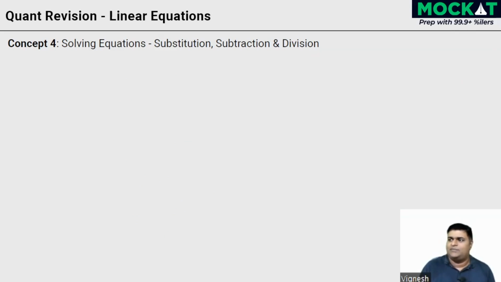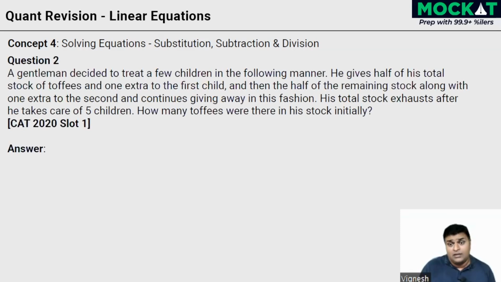So let's look into an example straight, all right? Now, what do we have over here with question 2, right? So a gentleman decided to treat a few children in the following manner. He gives half of his total stock of toffees and one extra to the first child. I have some amount, I'm giving half of it and one more. Okay, done. And then I'm giving half of the remaining stock along with one extra to the second, and continues giving away in this fashion. His total stock exhausts after he takes care of 5 children. How many toffees were there in his stock initially, right?